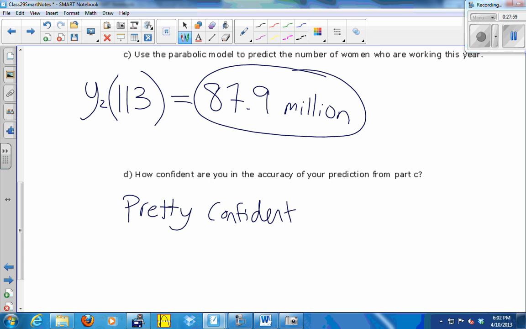Pretty confident because that pattern of growth makes sense to us, right? It does seem like the number of women in the workforce will be increasing. And the last piece of data in the data set was the year 2000. 2013 is not that far outside the data set. So even though it can't increase forever without bound, right? We're not someday going to have, you know, a gajillion women in the workforce. But 13 years outside the data set, it's safe to assume that that trend would continue for a little while.